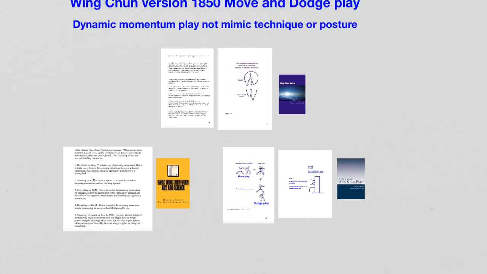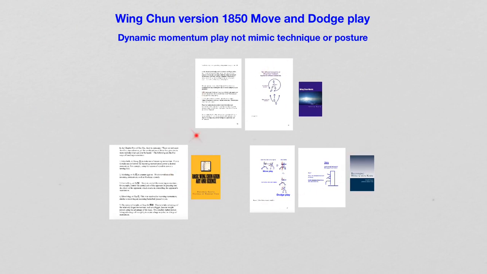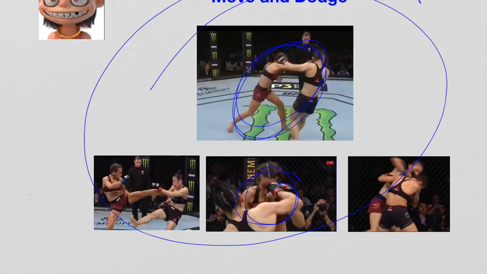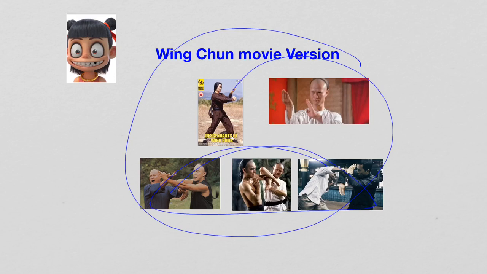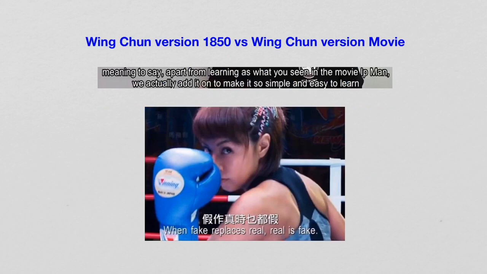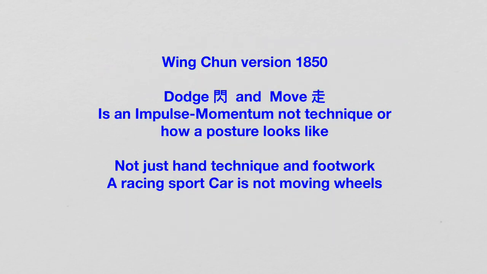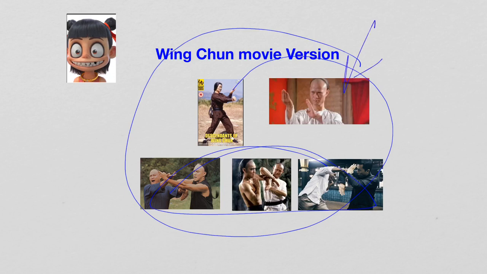Okay? So, unless one knows this basic and has trained in this basic, there's no way one can play in the dynamic momentum play. Unless one knows the move and dodge, there's no way one plays in real life like this. Well, you look at the movie version of Wing Chun like that, what the heck is that? There's no momentum, there's no impulse, there's no dodging, there's no moving. What is one doing? Apart from learning what you see in the movie Ip Man, we actually add it on to make it so simple and easy to learn. Well, what the heck do you see in the movie? The movie is nonsense. Okay? You want to learn from that?